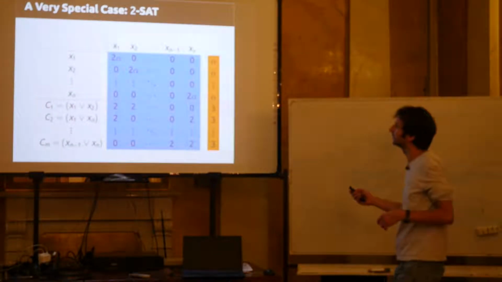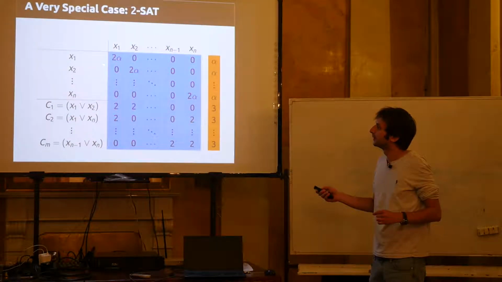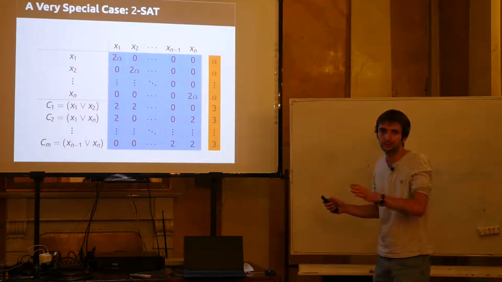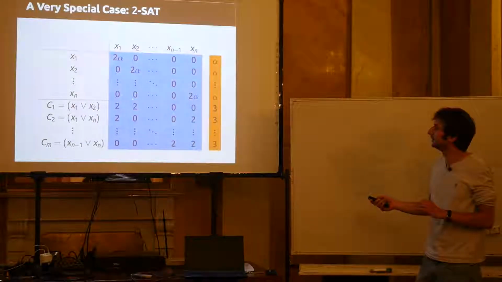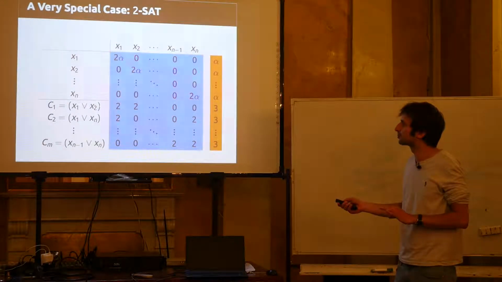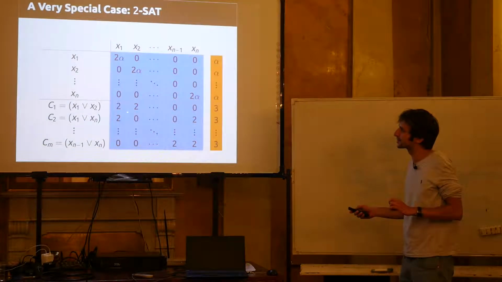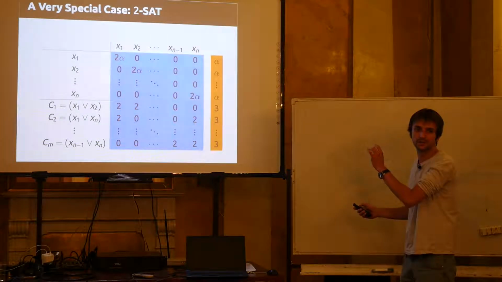Here I have each column numbered by a variable from the SAT formula, and I have 2 sets of rows. The first one contains n rows and is just 2 alpha, for a huge alpha, multiplied by the identity matrix. The second one is for every clause. I'll now be considering only clauses with positive literals for simplicity. Say I have x1 or x2, then I just write 2 here and 2 here, and 3 in the corresponding coordinate of the target vector.